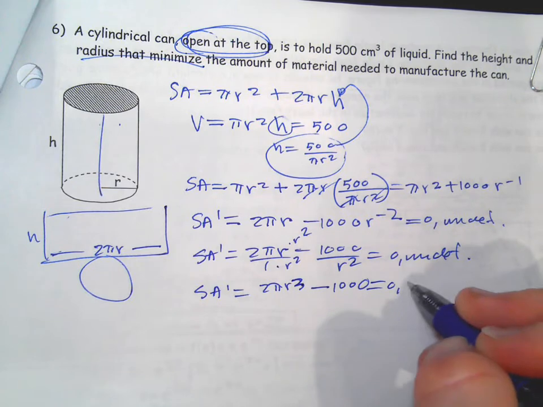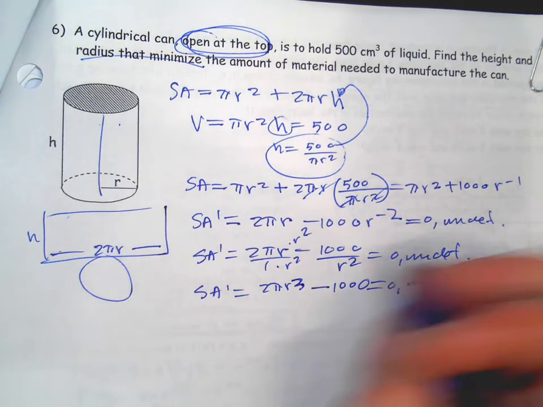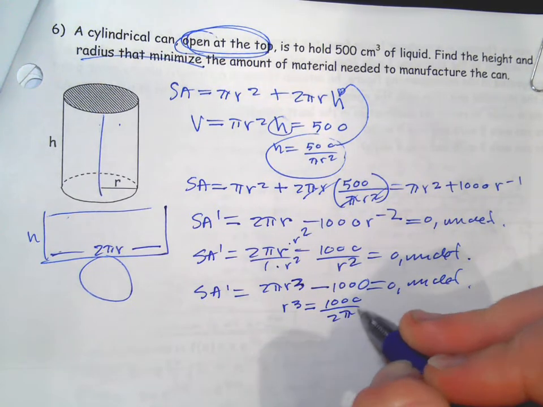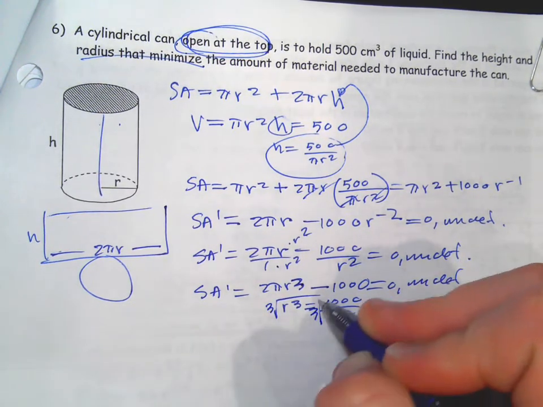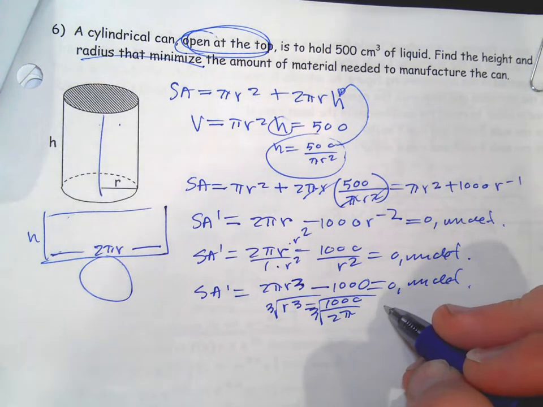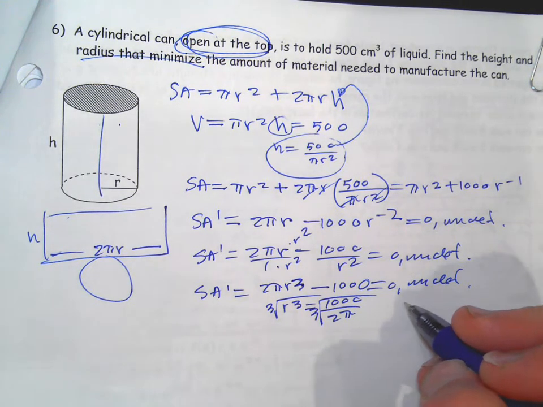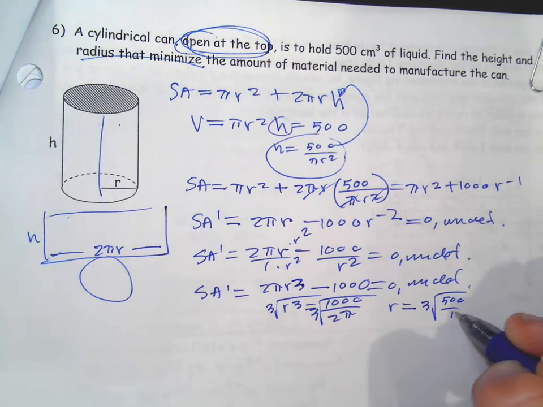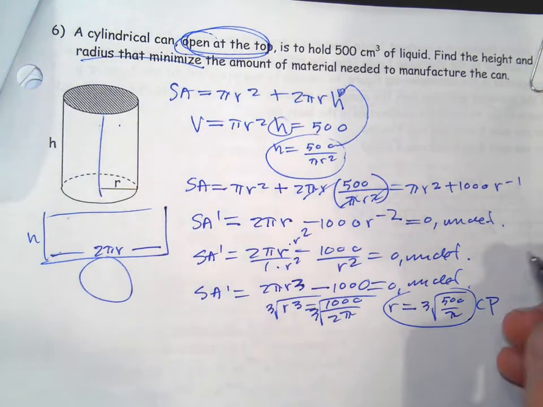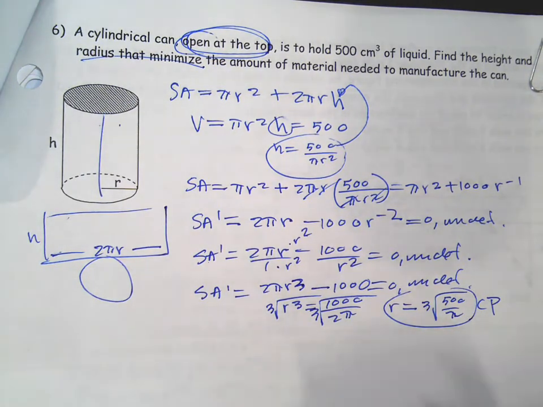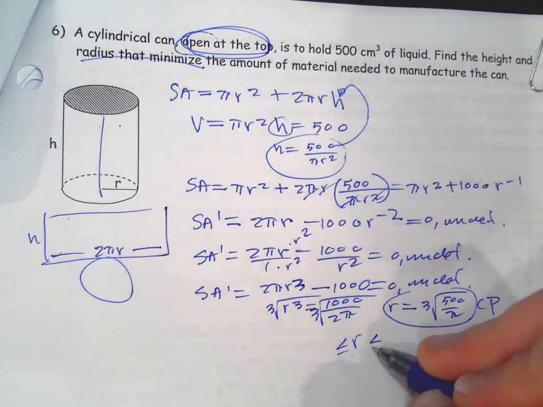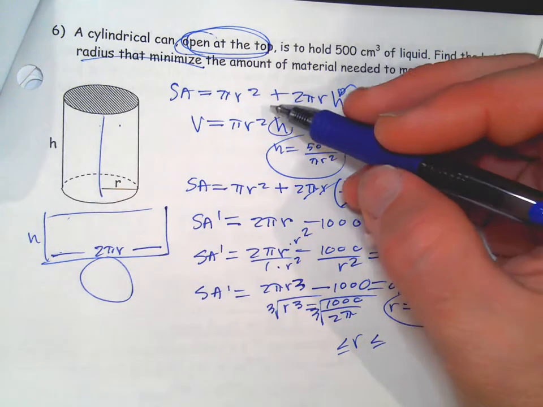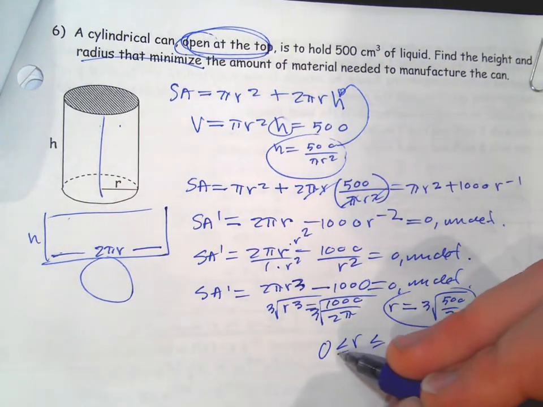Set equal to 0 or undefined. So r cubed equals 1000 over 2 pi, and you take the cube root of both sides, no plus or minus. So I'll just keep it at that. It's the cube root of 500 over pi. That's a critical point. We could try and figure out if there's endpoints for r. Could r be 0? It's got to hold 500 cubic centimeters. No, if r is 0, your volume is 0. So you can get really close to 0.